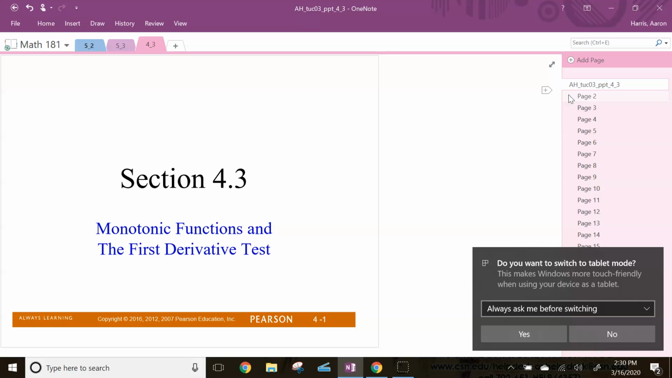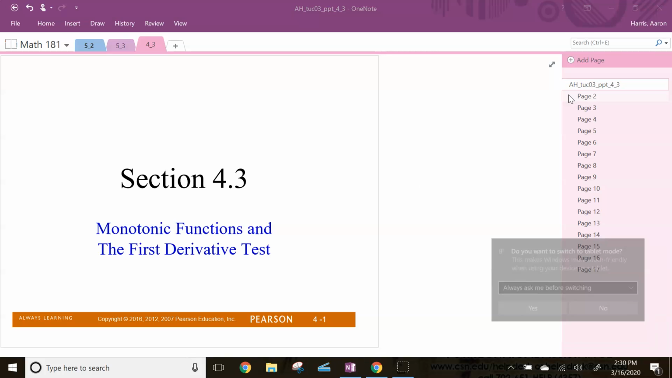We're going to continue on with monotonic functions and the first derivative test.